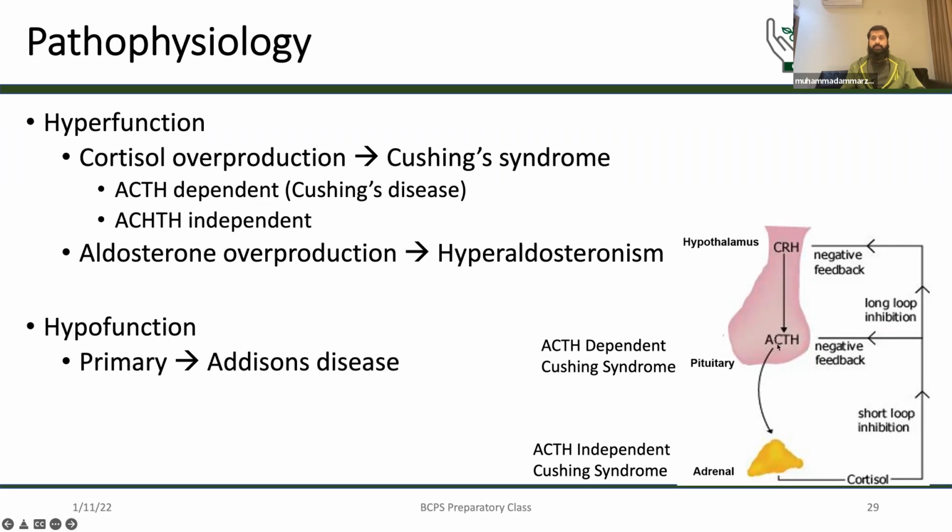If the problem is in the pituitary, for example, an adenoma of the pituitary, and the pituitary is releasing a lot of ACTH, that would affect the adrenal gland, and the adrenal gland would release a lot of cortisol. This is called ACTH dependent disease. And if the problem lies in the adrenal gland itself, and the adrenal gland is creating a lot of cortisol, that would be an ACTH independent disease.